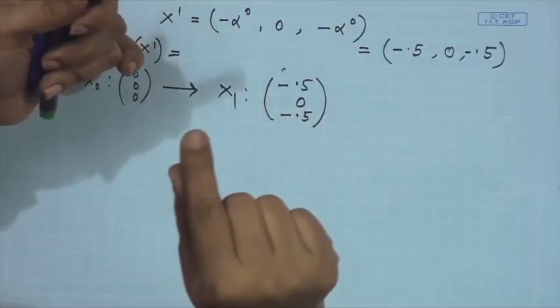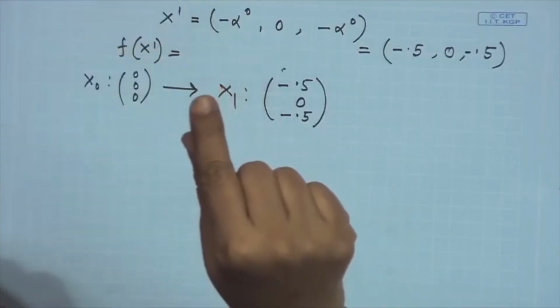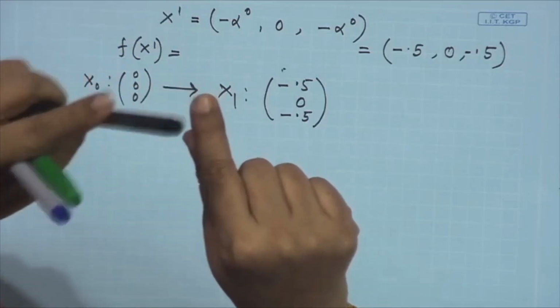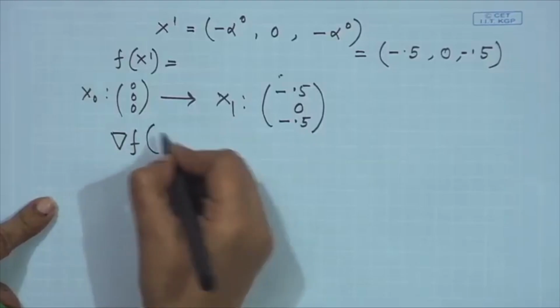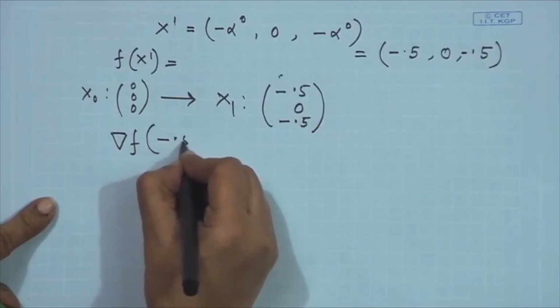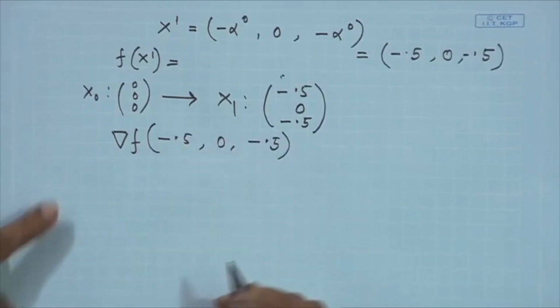Again we know in the gradient direction at that point the functional value will move fastest, and in the negative gradient direction the functional value will move fastest towards the minimum. That is why again we will find delta f, the gradient vector, delta f at this point.